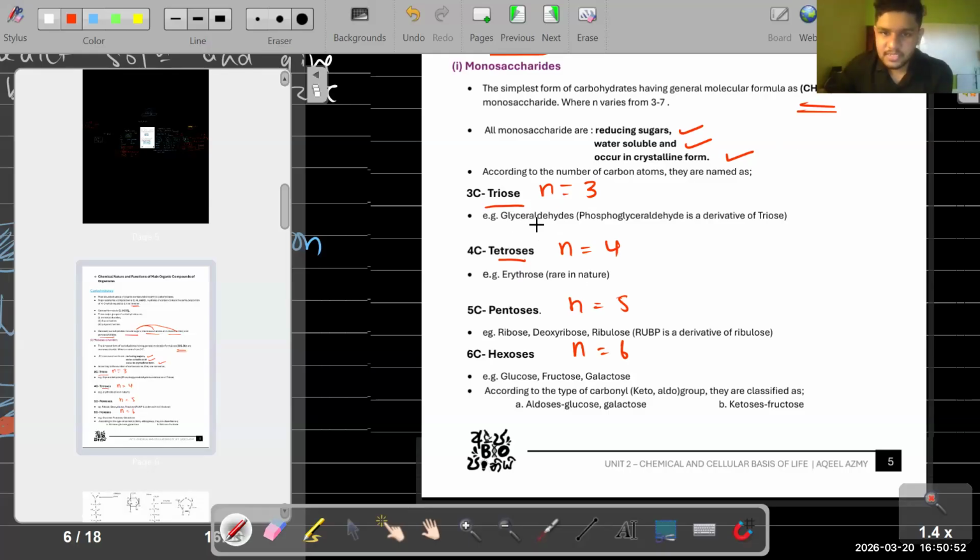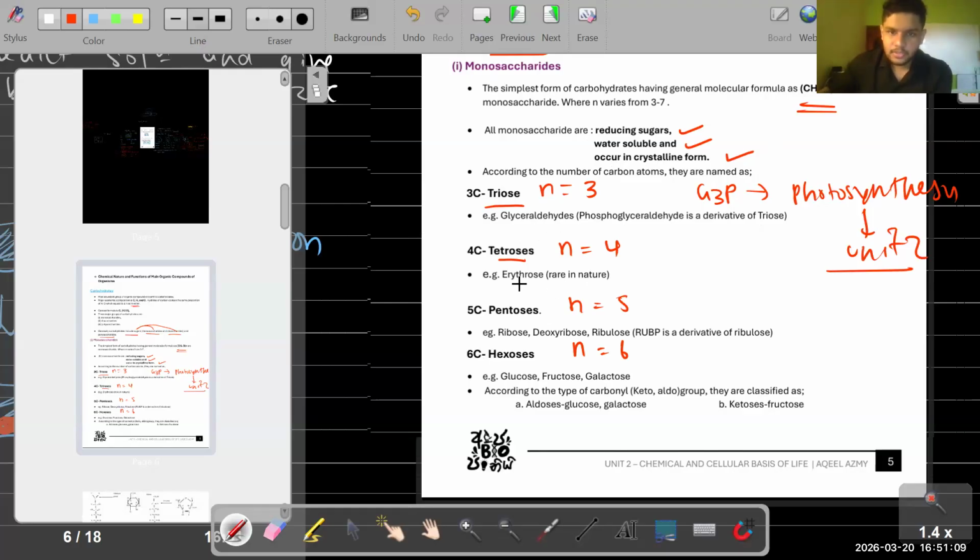Now you might learn about glyceraldehyde 3-phosphate. There's a compound called G3P. You might learn this under photosynthesis, right? This photosynthesis also comes under Unit 2. Don't worry, we'll be learning this in a few classes, right?